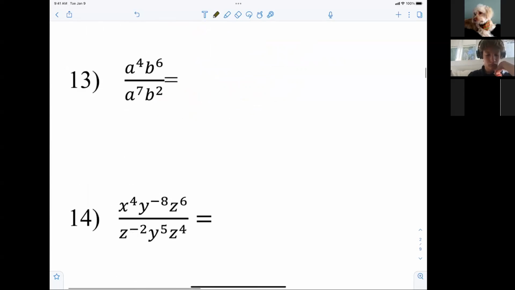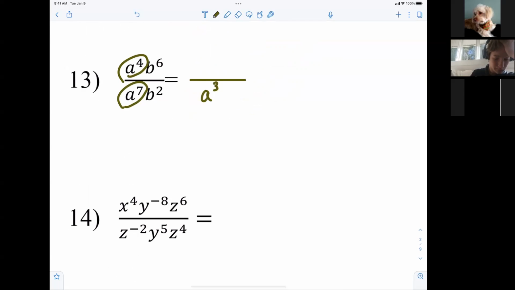All right, 13. Now, when you're dividing, you're subtracting exponents. So 4 A's on the top, 7 on the bottom, leaves me 3 on the bottom. 6 on the top, 2 on the bottom, leaves me 4 on the top. Anybody have any questions with that?